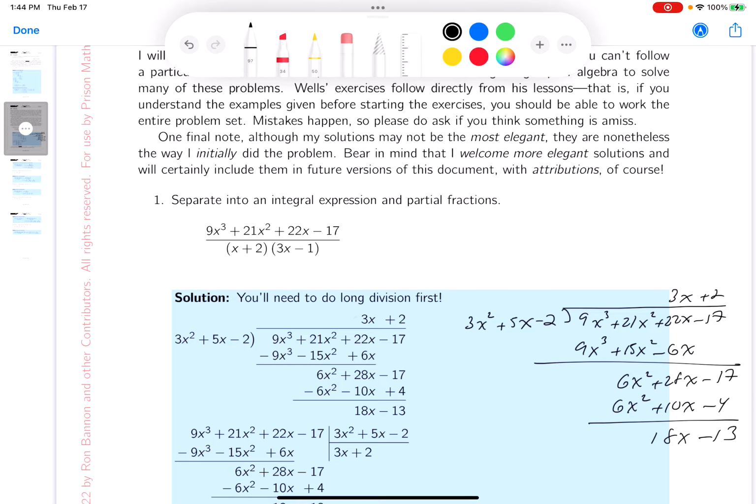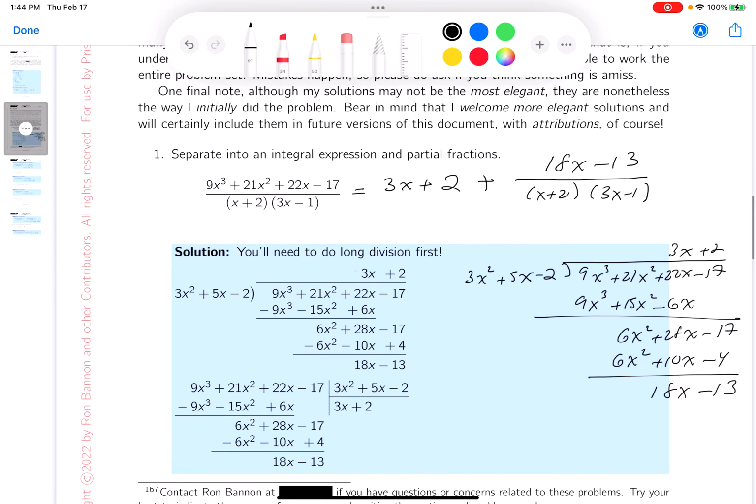So I'm going to write that down now. The quotient we got was 3x plus 2. And the remainder, unfinished business, so to speak, we did not divide: 18x minus 13 over 3x squared plus 5x minus 2, which factors as x plus 2 times 3x minus 1.